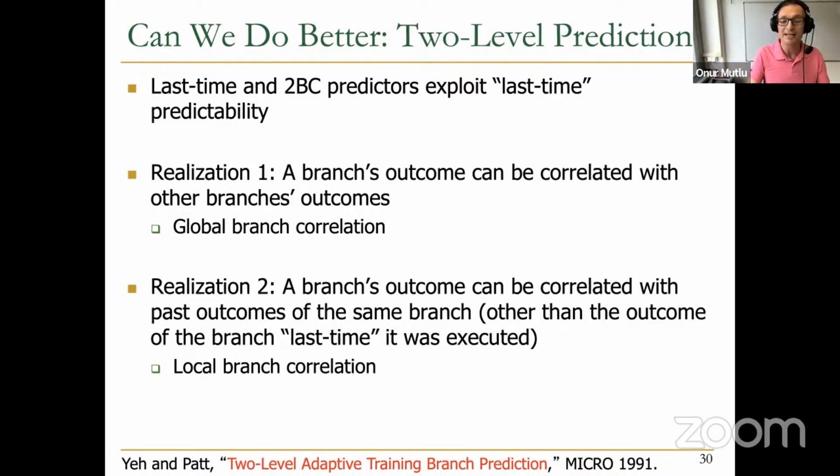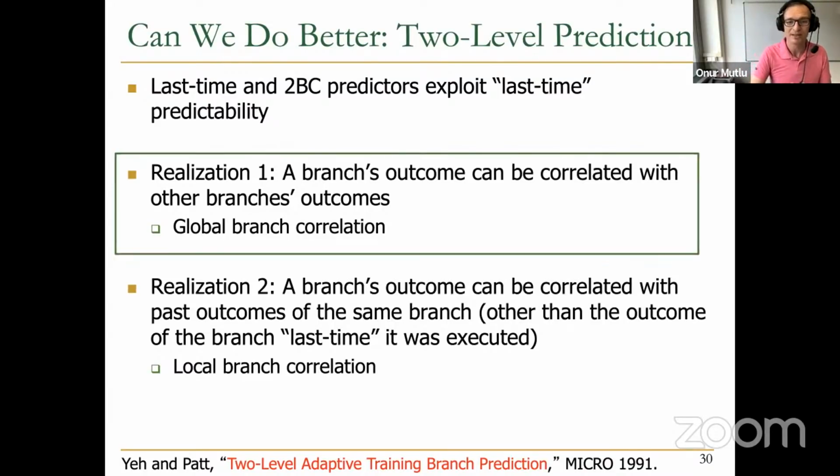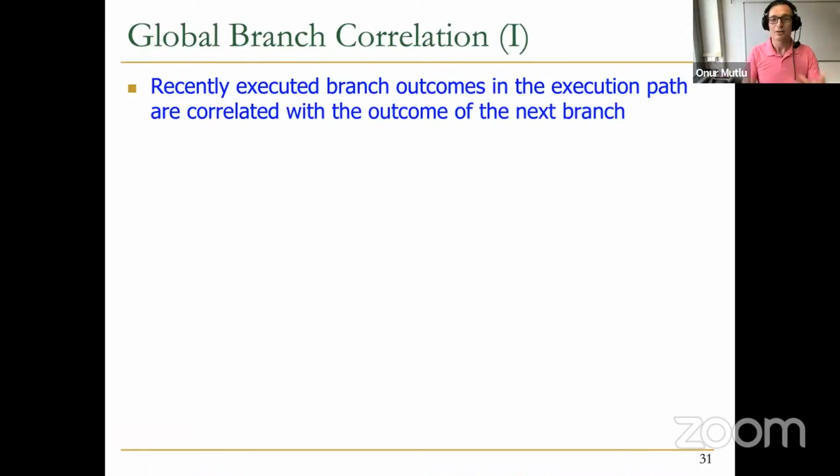This actually made a huge breakthrough in the design of branch prediction mechanisms in microprocessors. And these are implemented in essentially all processors today. So let's take a look at the first one. So this is global branch correlation. The idea is very simple.